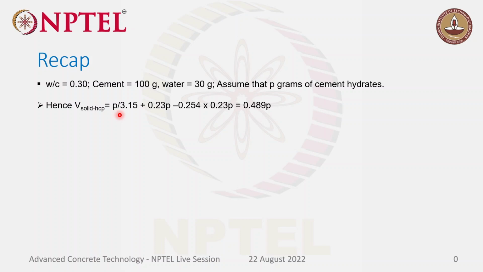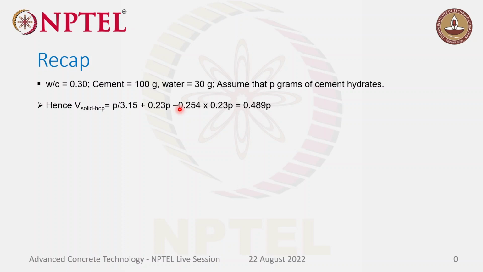The density of cement is 3.15, so we divide the grams by density to convert it into volume. Whatever cement is present, about 0.23 grams of water per gram of cement will be present as bound water. So we assume that 0.23 times p amount of bound water will be present, and there will be a certain amount of shrinkage. From this we subtract the amount of shrinkage that happens due to the chemical reaction.